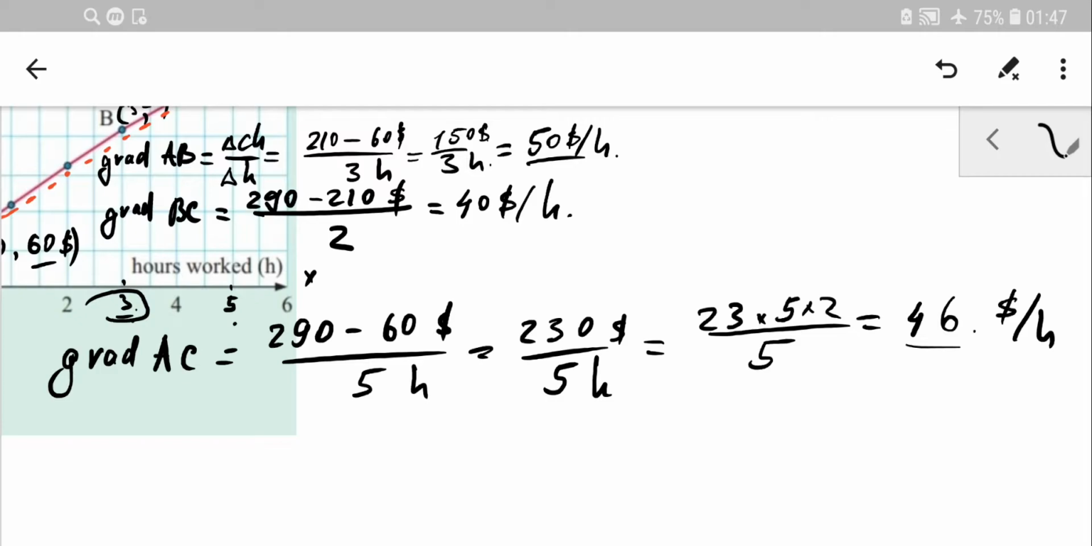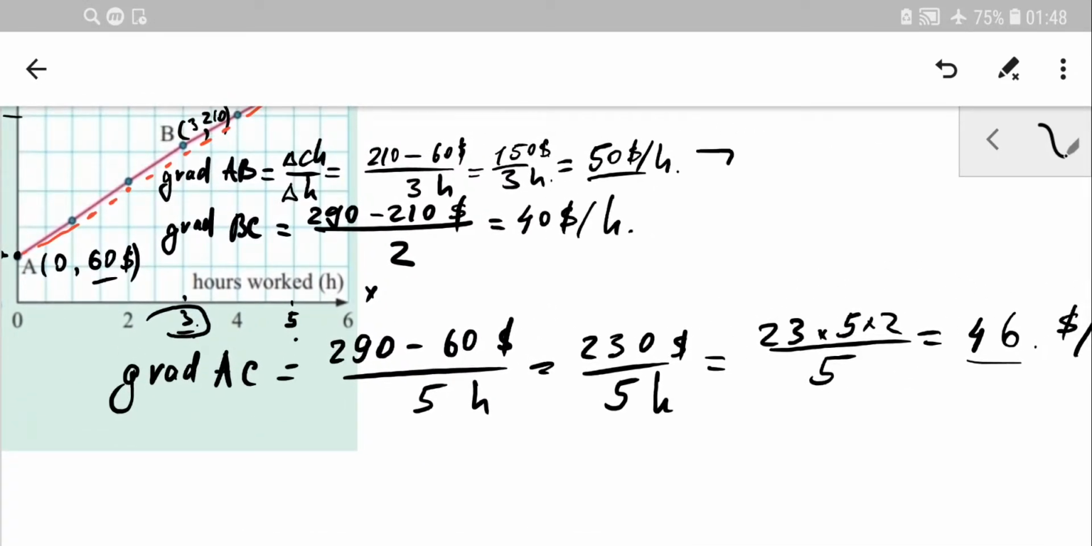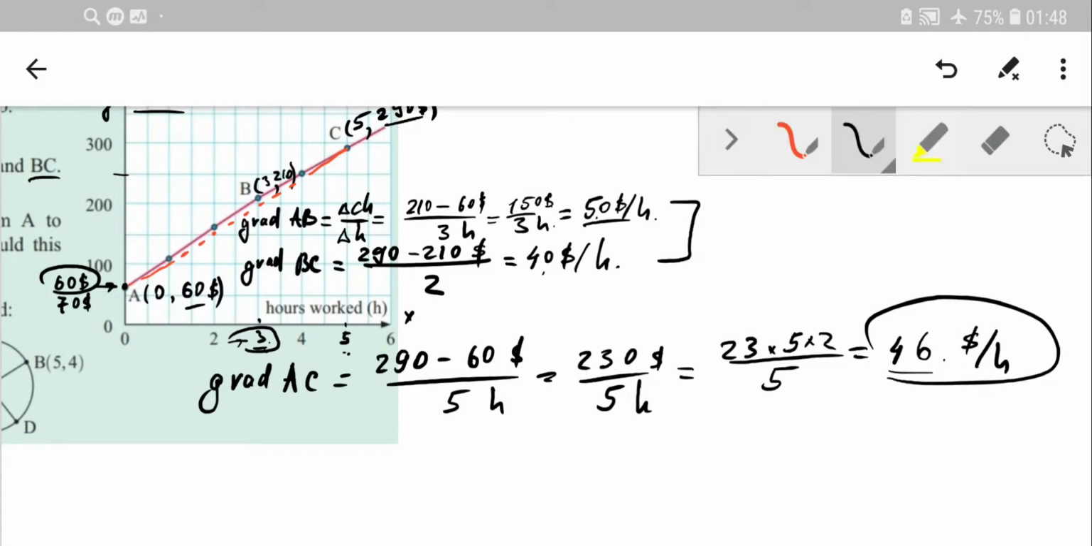I know why: because of the different amounts of time. It's not simply the average of 50 and 40. If you just averaged 50 and 40, it would mean you have equal amounts of hours. However, for AB he worked 3 hours, and from 3 to 5, only 2 hours. So you're not eligible to use the arithmetic mean. That's the right figure.